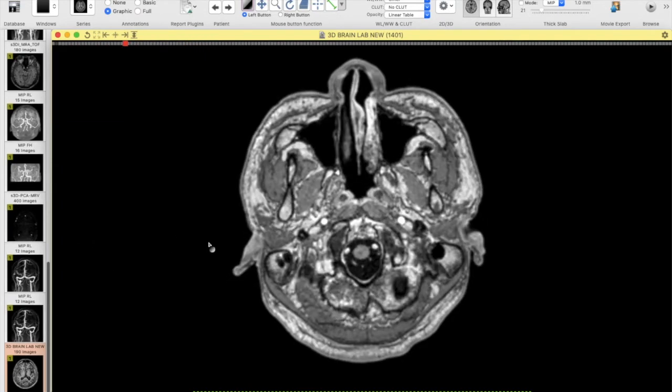So the constellation of findings of subcortical and periventricular white matter hyperintensity is suggestive of small vessel disease and also vasculitis, given the history of SLE in this patient. And there's a background of diffuse cerebral atrophy. There's no evidence of cerebral venous thrombosis as well.